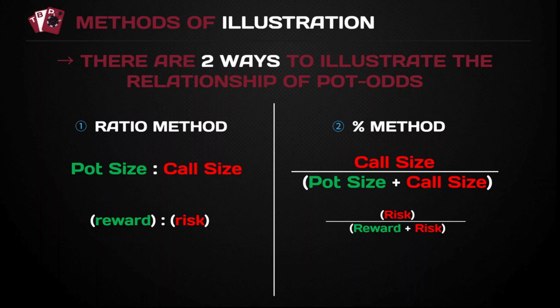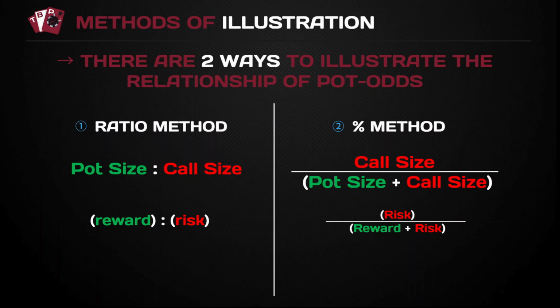As a percentage can always be expressed through a fraction, here in this case we have to divide the call size through the sum of the pot size plus call size. To understand the reason for that, we have to travel back in time to our school days. There, everybody should have learned at some point that when we have a fraction, the denominator represents always the whole, while the numerator represents the parts we are looking at. And the same applies here.